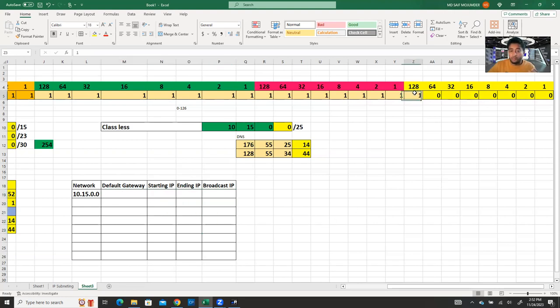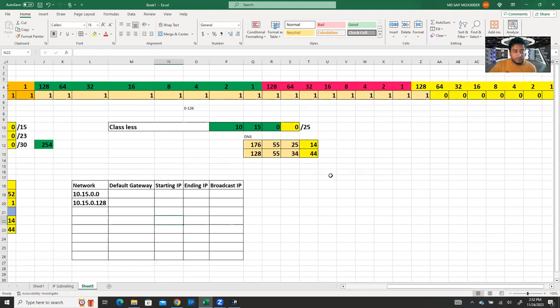So we're going to learn. With this /25, what do we understand? We borrowed one bit, right? What is the value of that one bit? 128. So the second network will be here, 128. This one we get from our network team, and this one we find out based on our borrowed bit.